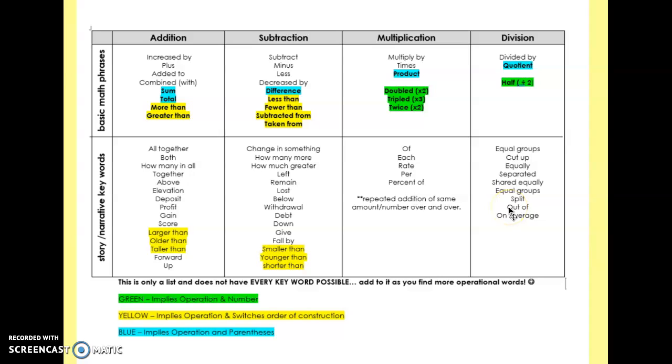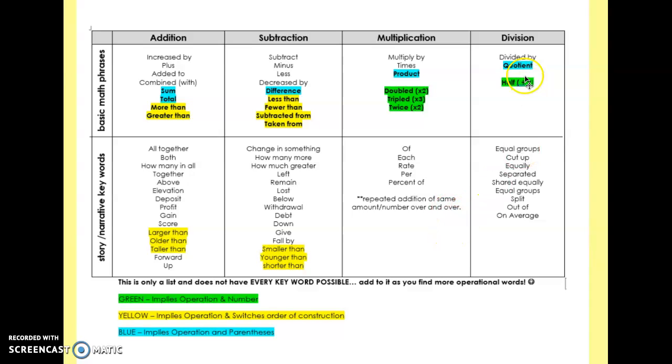For multiplication and division, we've got a little list of more common terms. So of, each, rate, and per. They're a little less familiar to people. You want to think about multiplication as the repeated addition of the same amount or the same number over and over. That's like saying, I'm going to sell roses for $1. I go into the lunchroom and I'm selling a rose, $1, a rose, another dollar, another dollar, and you're adding up every dollar that you make by selling those roses. You're getting paid that same amount over and over. Things like that. So repeated addition of the same amount or number over and over is also a good indication of multiplication.